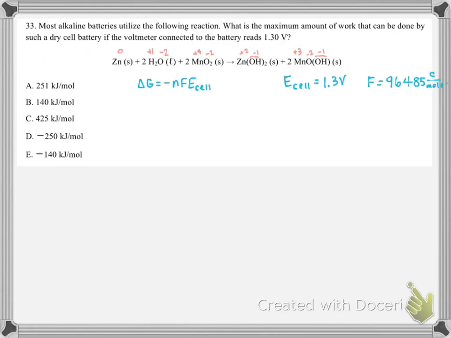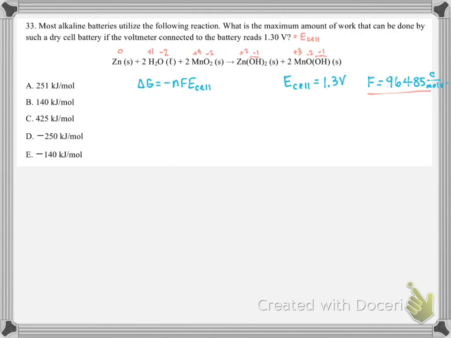So here we have this redox reaction, and they want us to figure out how much work can be done if the battery is reading 1.3 volts. So this 1.3 volts is going to be our E cell. And we know that when we're talking about work, what we're really referring to is delta G. And we can convert between delta G and E with this delta G equals negative NFE equation, where F is just Faraday's constant.